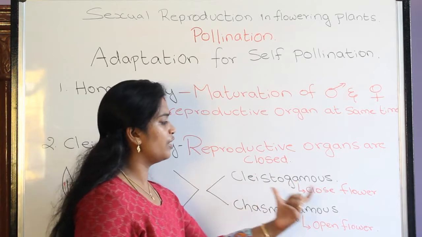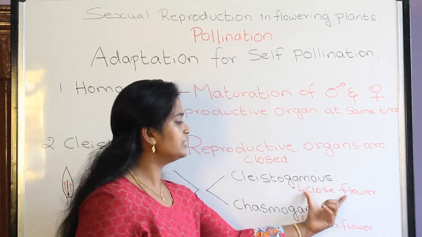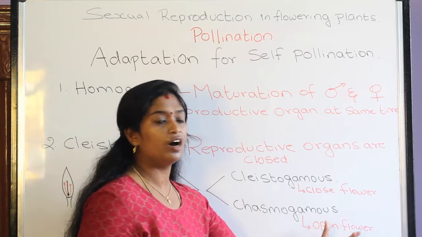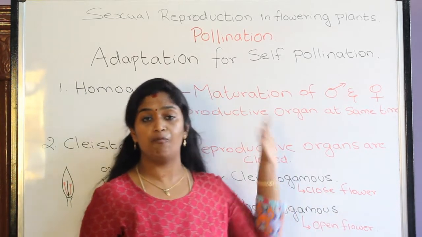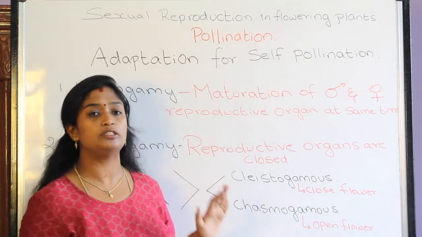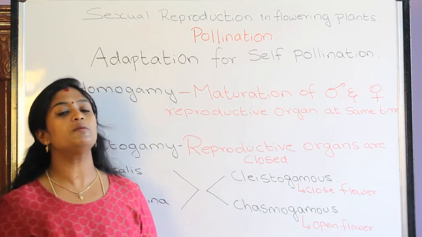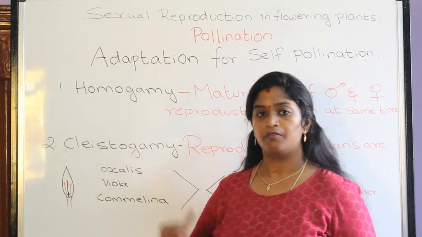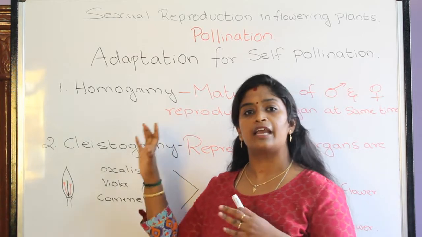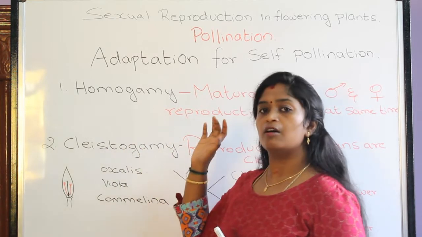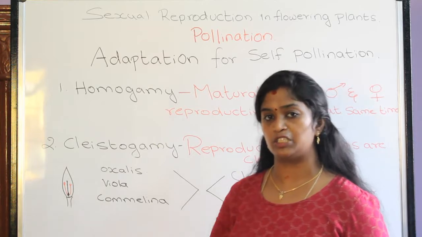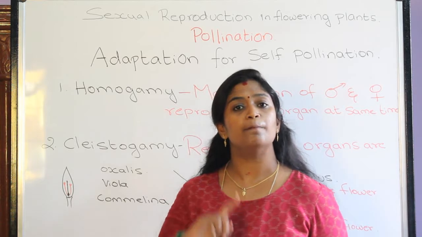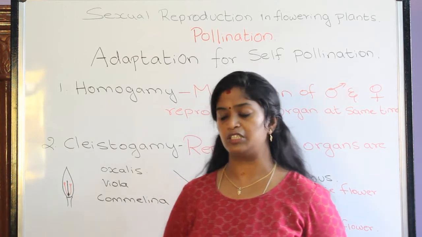One is called the Cleistogamous flower and the other the Chasmogamous flower. The Cleistogamous flower is the closed flower, which is the adaptation of self-pollination. The Chasmogamous flower is the open flower, which is not an adaptation of self-pollination. Instead, it is the adaptation of cross-pollination. Another important thing: in autogamy, which we have seen already, the flower should always be bisexual, whereas in case of geitonogamy, the flower can be bisexual or unisexual.